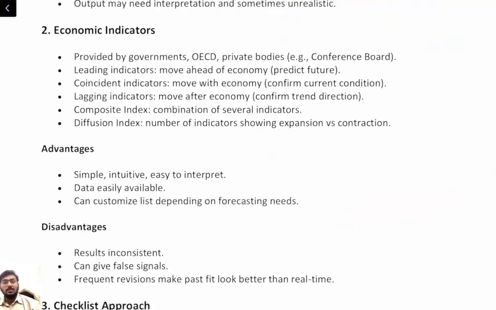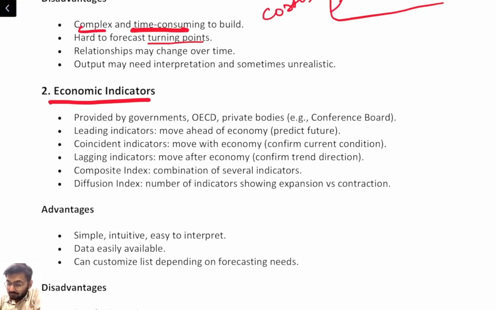Now, coming to the second approach, that is economic indicators. Basically, what was the problem in the previous model? It's very hard to identify the recessions, meaning turning points are not easily visible. Clear? So with this model, economic indicators, write down the line: data that moves before, with, or after the economy.